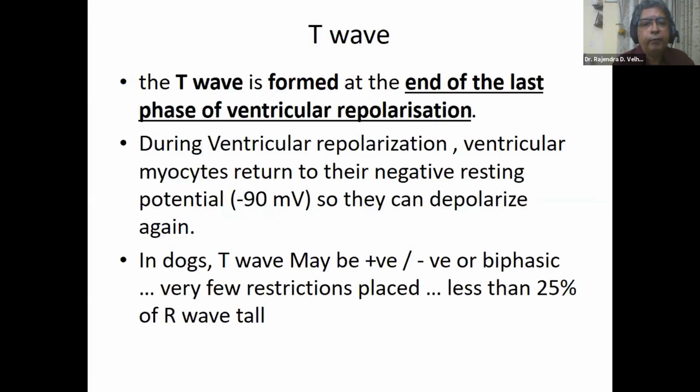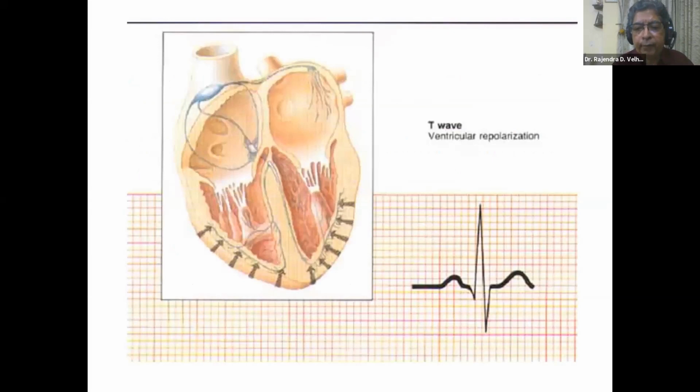And lastly, the T wave is formed at the end, in the last phase of ventricular repolarization. In dogs, T waves may be positive, negative, or biphasic. Very few restrictions are placed on the T wave in the canine electrocardiogram, but its amplitude should not be greater than 25% of the R wave. So the ventricular repolarization leads to the formation of the T wave, because during repolarization there is also electrical activity. The flux is produced and reflected on the ECG in the form of the T wave. Thus, the PQRST complexes are formed.